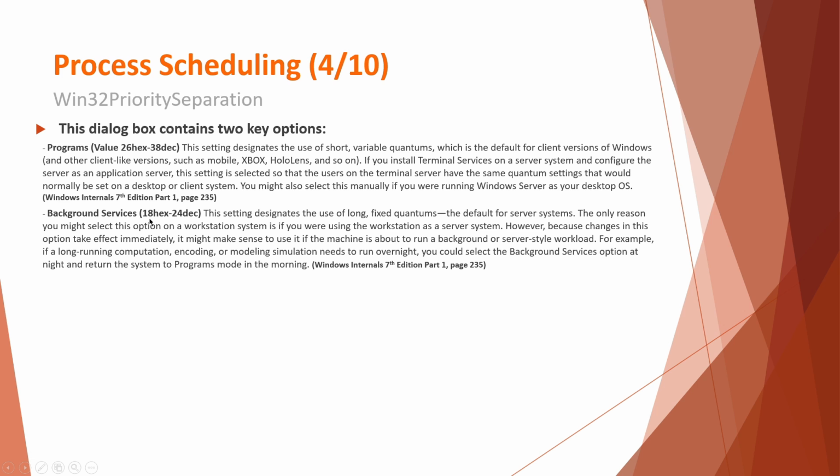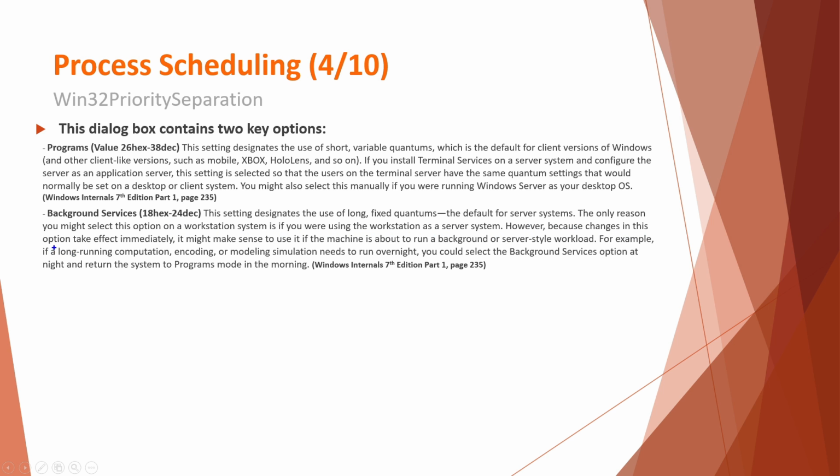And now about background services, again in decimal and hex format. We have the value 18 hex and 24 in decimal. This setting designates the use of long fixed quantums. Here we had short variable quantums, now we have long fixed quantums, the default for server systems. The only reason you might select this option on a workstation system is if you were using the workstation as a server system.